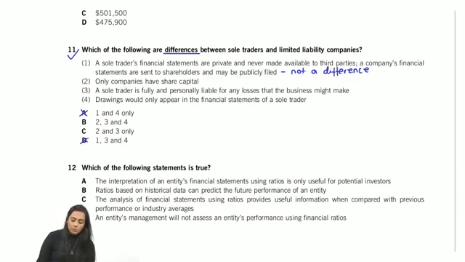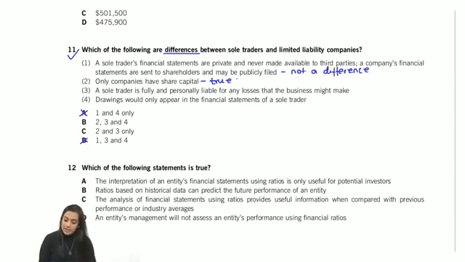2. Only companies have share capital. This is true because companies have shareholders, so they'll have share capital. But sole traders don't have any share capital. So, okay, we know that 2 and 3 is one of the differences.